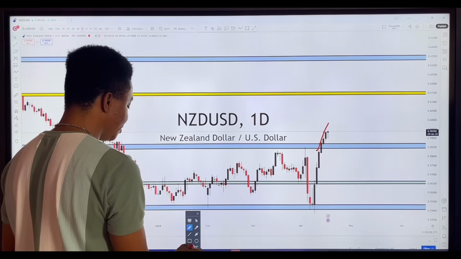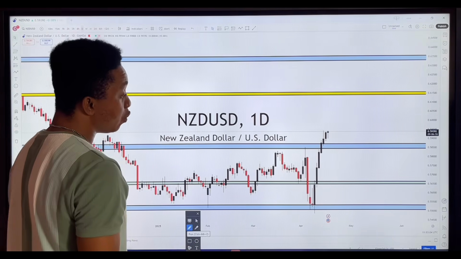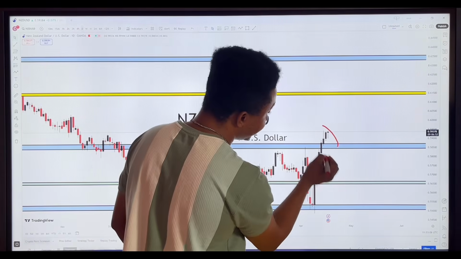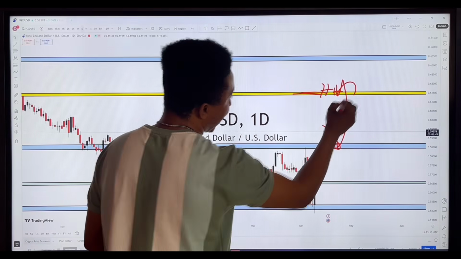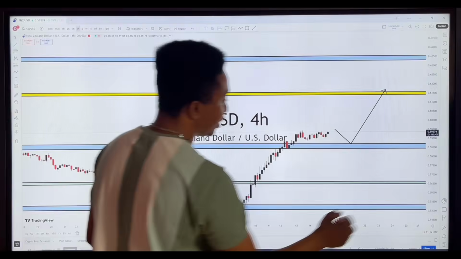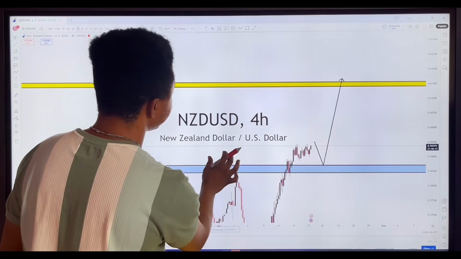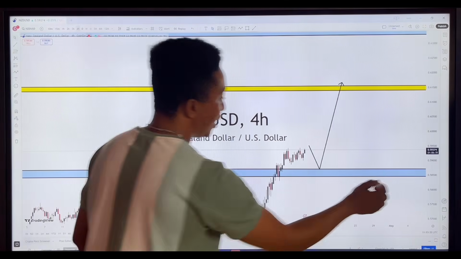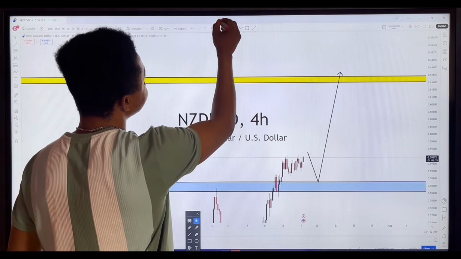So what we are expecting to see over here on the daily is for price to retest, and then we can buy all the way to the upside to capitalize on the next higher high of the weekly. So that move is going to happen on the 4H. So let's take it to the 4H time frame. Now this is the 4H time frame of NZD USD, and this is exactly how we're going to pick our entry to the upside on this pair.